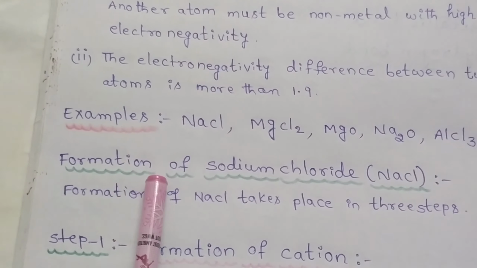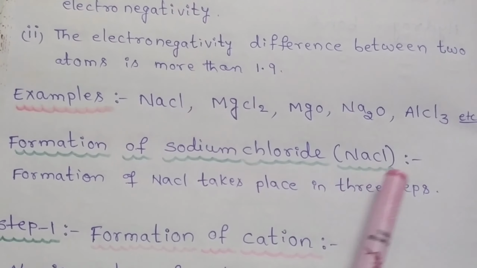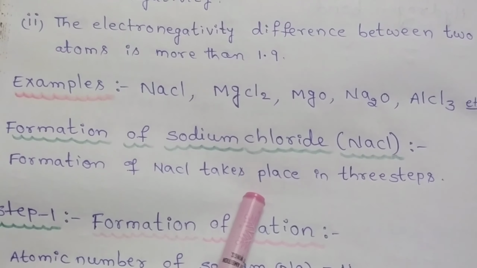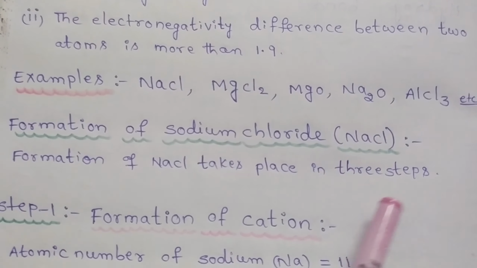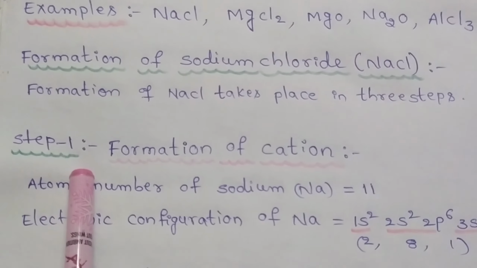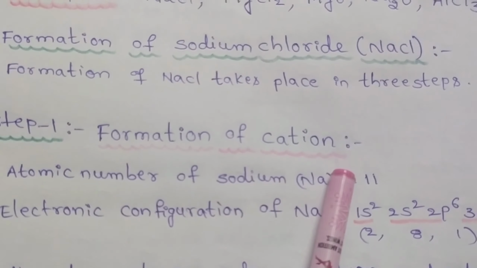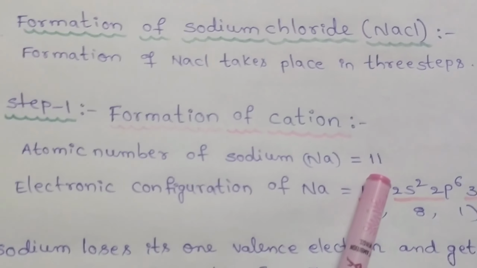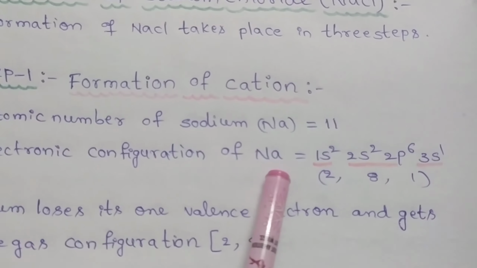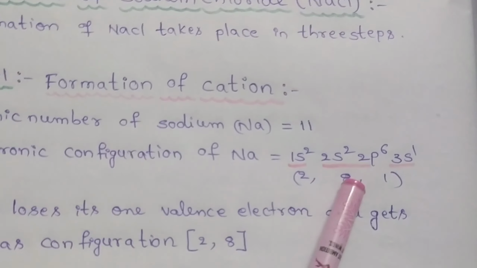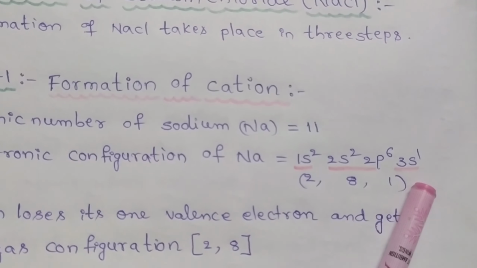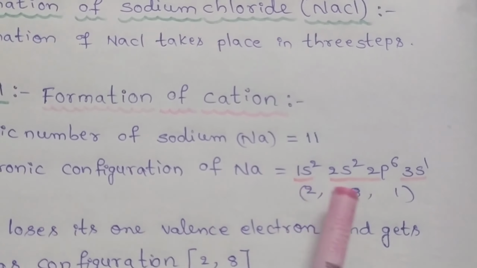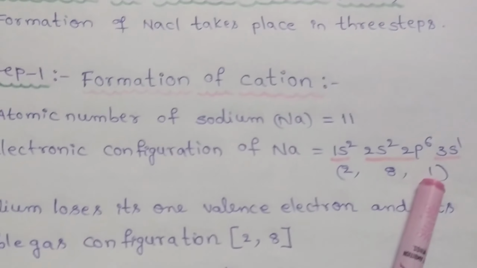Now we discuss the formation of a sodium chloride molecule. The formation of sodium chloride molecule takes place by the following 3 steps. Step 1. Formation of a cation. Atomic number of sodium is 11. The electronic configuration of sodium is 1s2, 2s2, 2p6, 3s1. In short form, we can write it as 2, 8, 1 configuration.